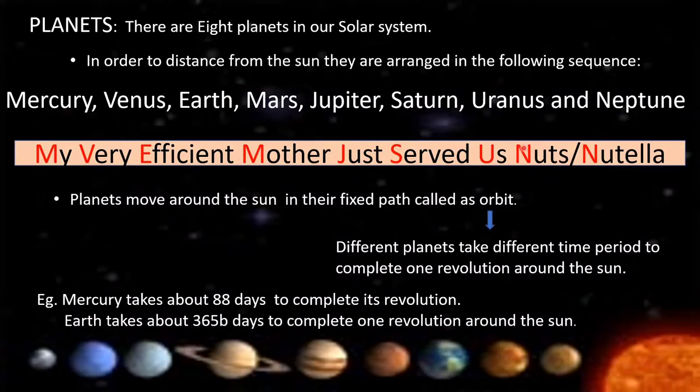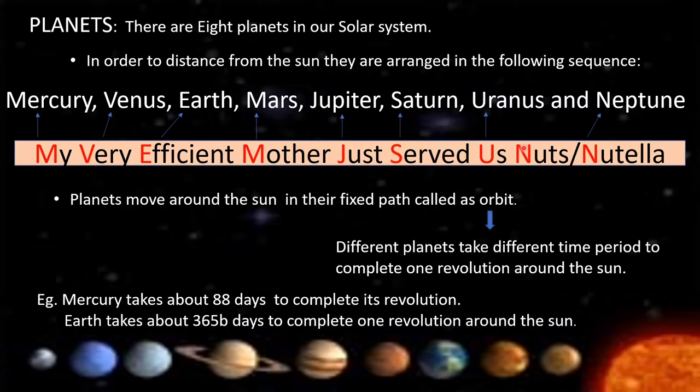Okay, so to make it easier to remember, we can remember it by this sentence: my very efficient mother just served us nuts or Nutella. Okay, so now how does that give us an idea about the planets? M resembles Mercury, then V of very resembles Venus, then E of efficient shows Earth, M of mother shows Mars, J of just shows Jupiter, S of served shows Saturn, U Uranus, N of nuts or Nutella gives the idea of Neptune. Okay, so this is how we can remember.